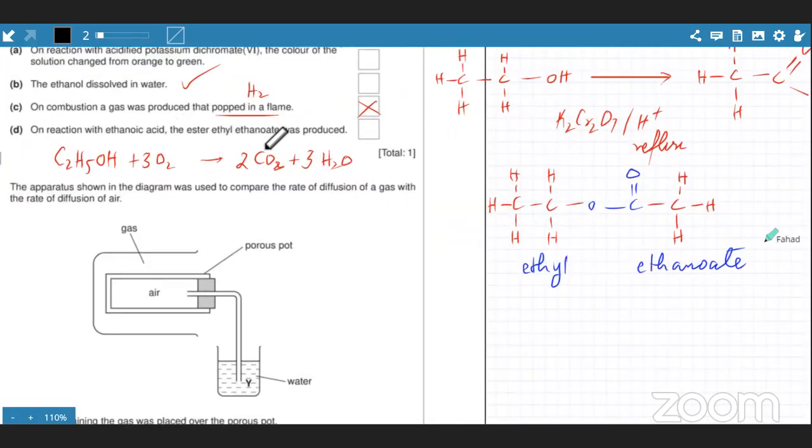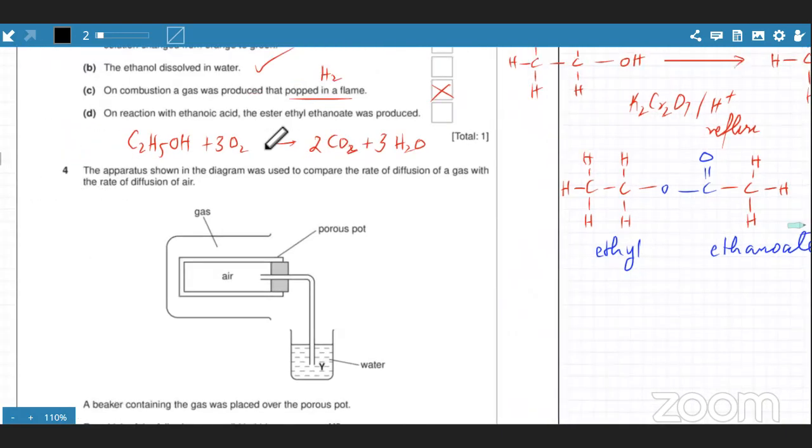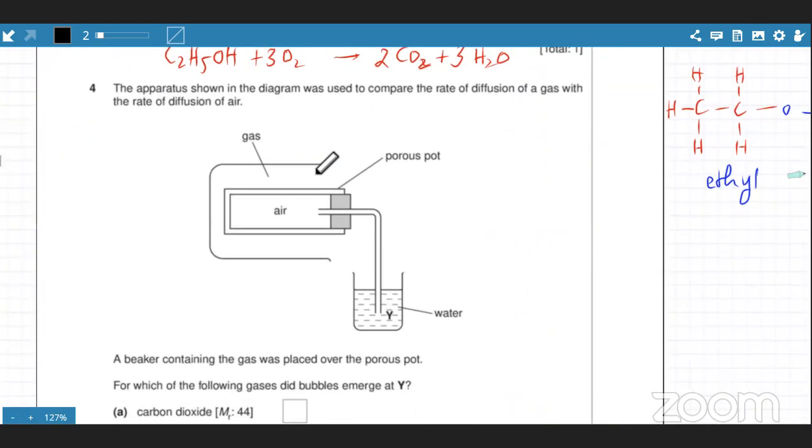So that's a true statement. Let's move to the next part. The apparatus in the diagram was used to compare the rate of diffusion of a gas with the rate of diffusion of air. The first thing is, what is air? That's what we need to figure out. It's 78% nitrogen and 21% oxygen. We can ignore the rest of the 1% for now.